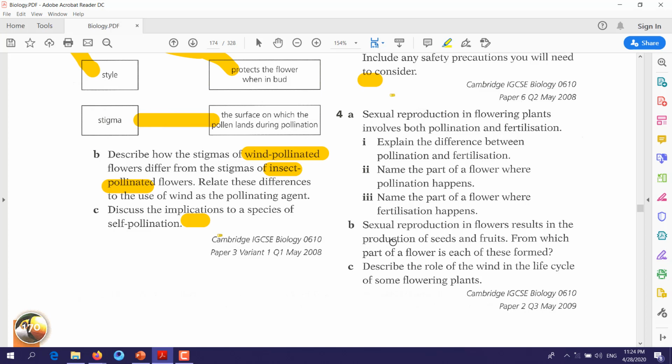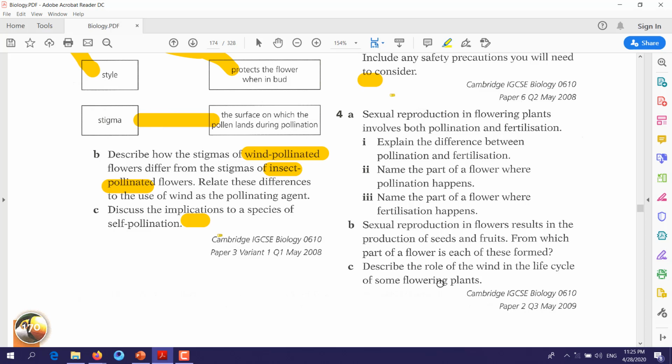B. Sexual reproduction in flowers results in the production of seeds and fruits. From which part of the flower is a seed of each of these formed? As we mentioned before, the ovule will turn to be seed, while the ovary will turn to be fruit.